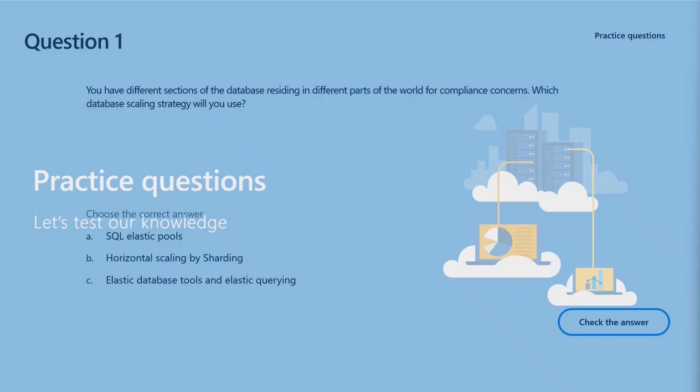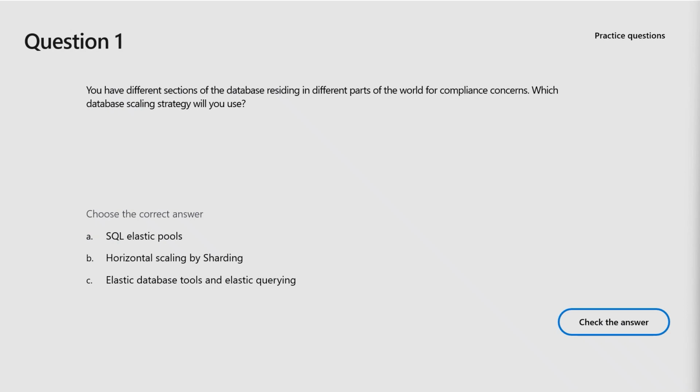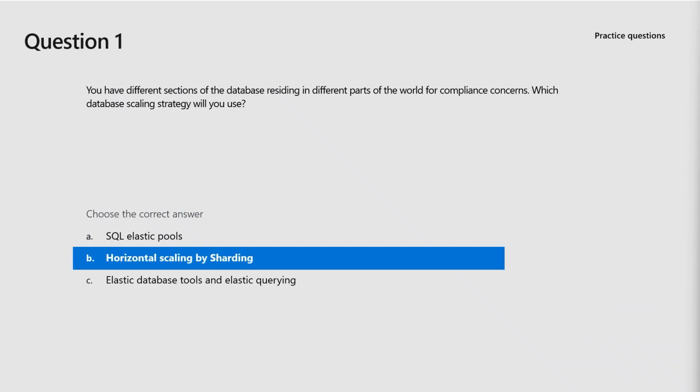So let's start with the first question here. You have different sections of a database residing in different parts of the world for compliance concerns. Which database scaling strategy will you use? A. SQL Elastic Pool. B. Horizontal scaling by sharding. C. Elastic Database Tools and Elastic Querying. So it's horizontal scaling by sharding that will hold the data according to the needs of resiliency in different databases and make it accessible commonly from the application perspective through that sharding mechanism.